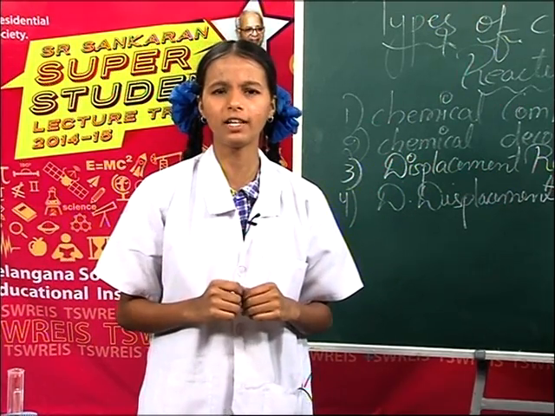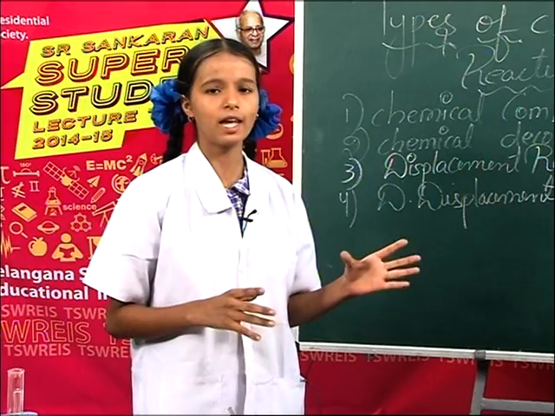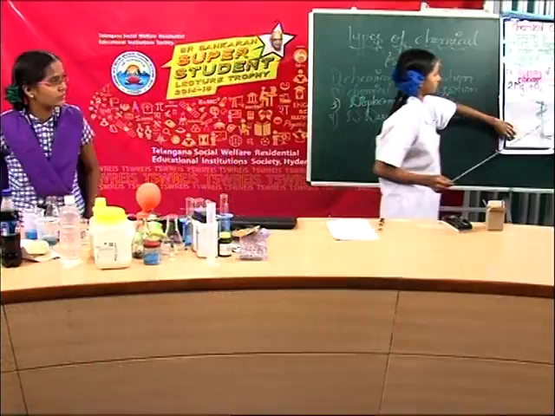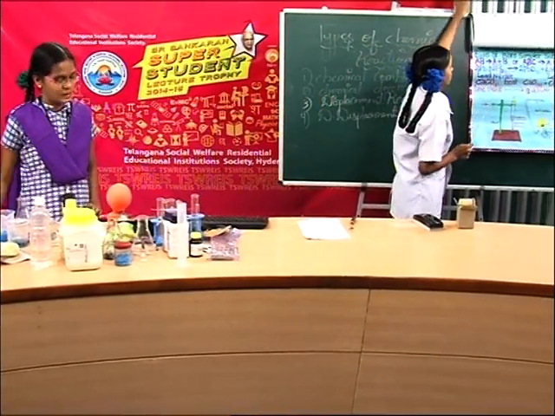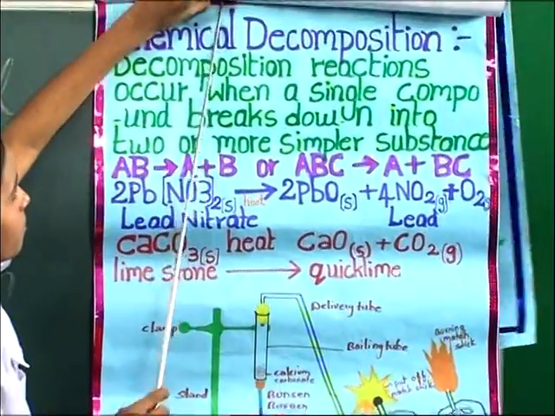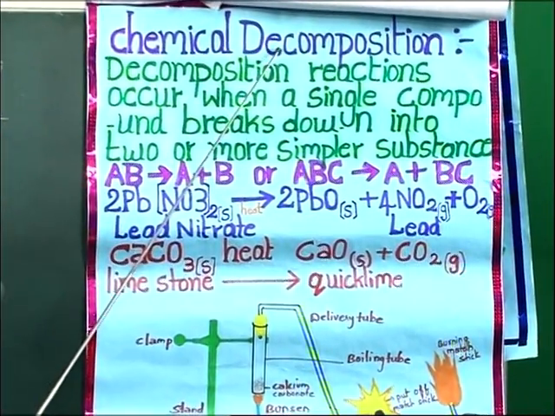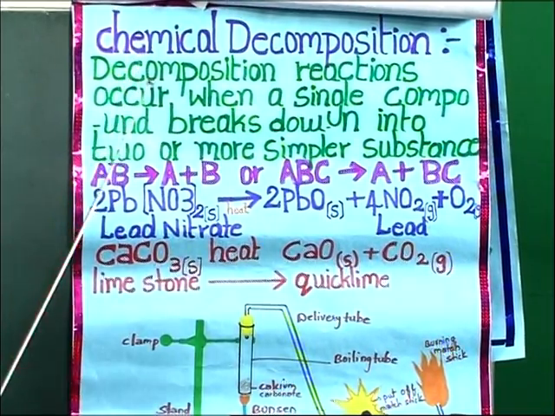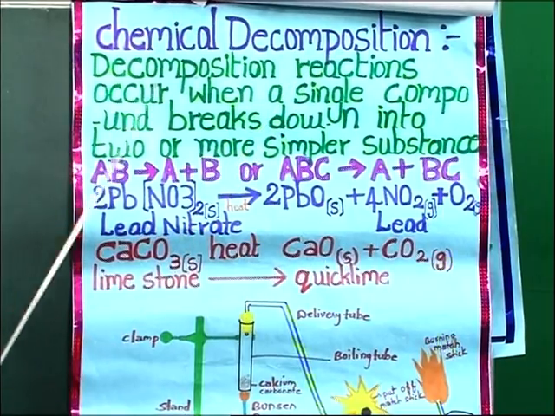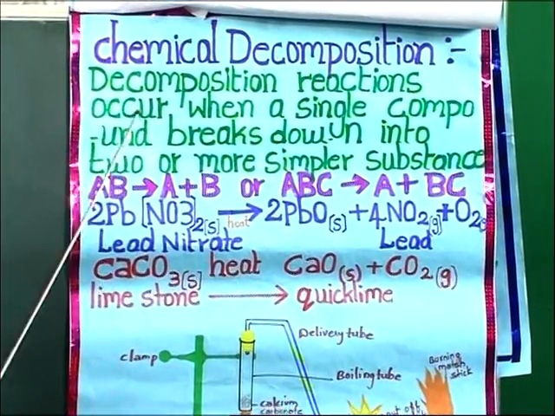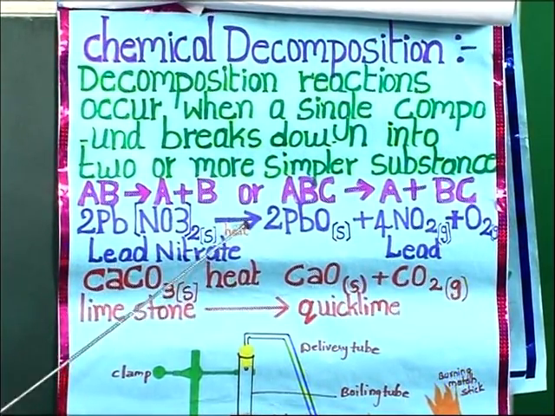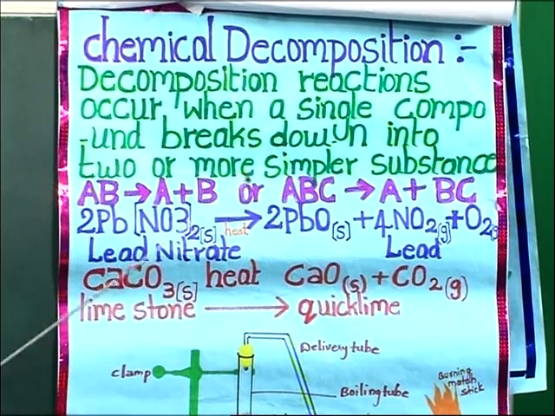What is meant by chemical decomposition reaction, Tswreis? In this reaction the compound will be split into two or more simpler substances. Let me go through the chart. What is meant by chemical decomposition reaction? A decomposition reaction occurs when a single compound breaks down into two or more simpler substances. This is called a chemical decomposition reaction. For understanding this chemical decomposition reaction, let us do one activity. Are you interested, Tswreis?